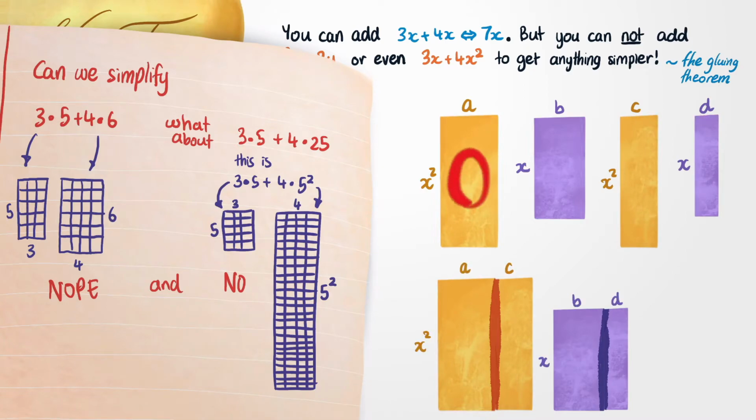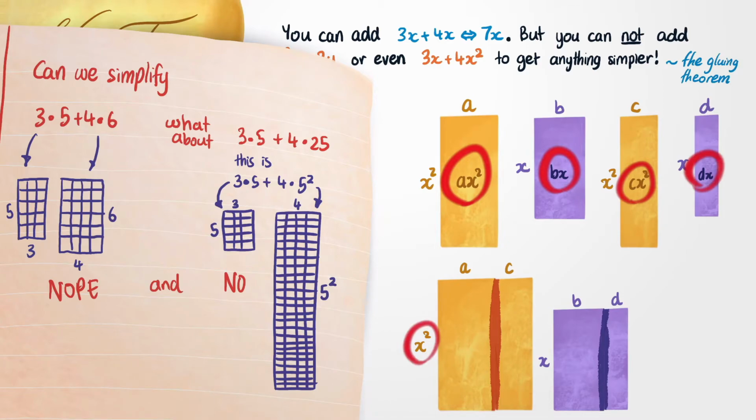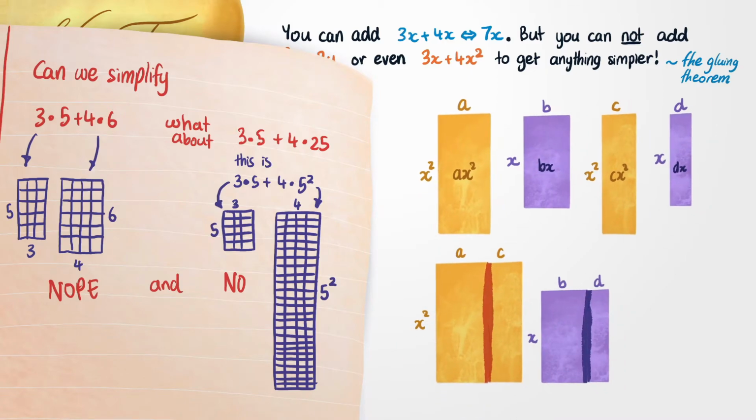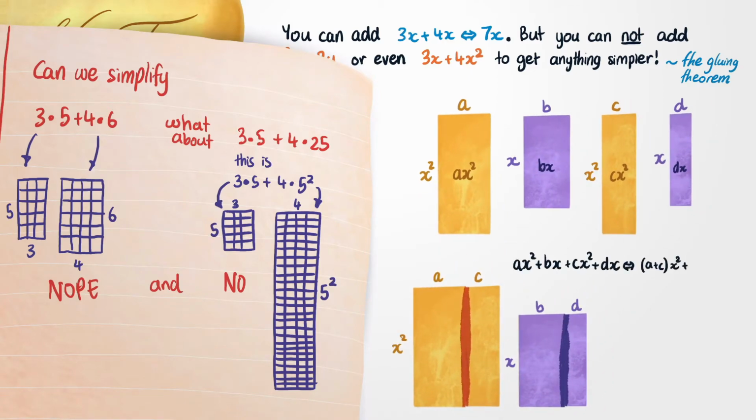Now, this shape over here has an area of a times x squared. This one is b times x, this is c times x squared, and this is dx. And therefore we can say that ax squared plus bx plus cx squared plus dx is the exact same thing as x squared times a plus c plus x times b plus d. So I think we're actually done with this example on the left, so let's get rid of it.